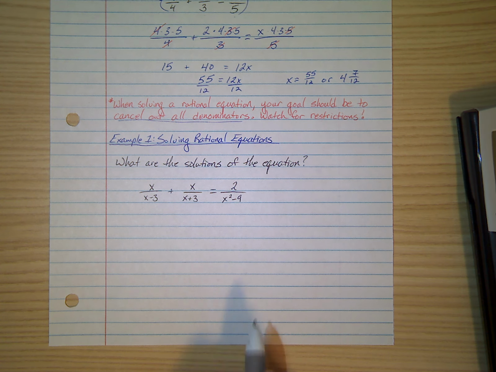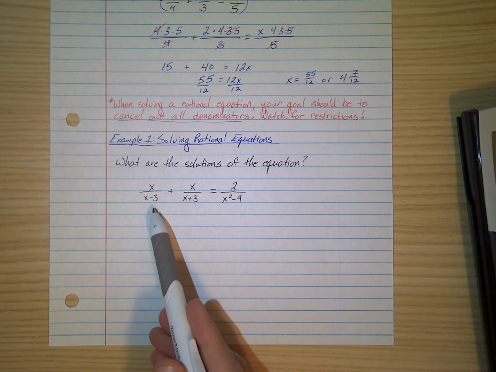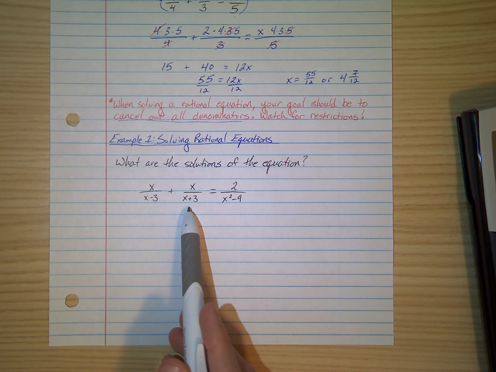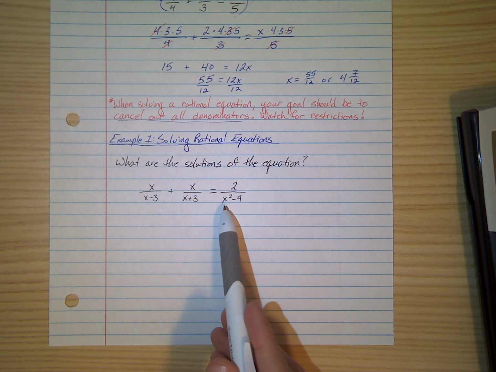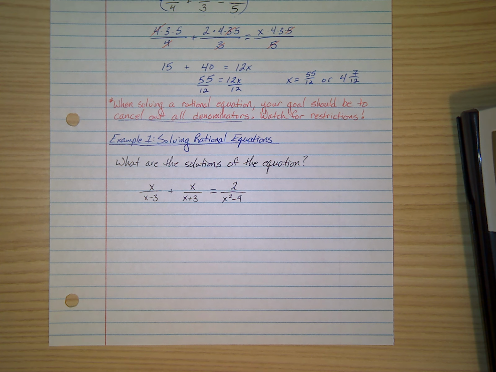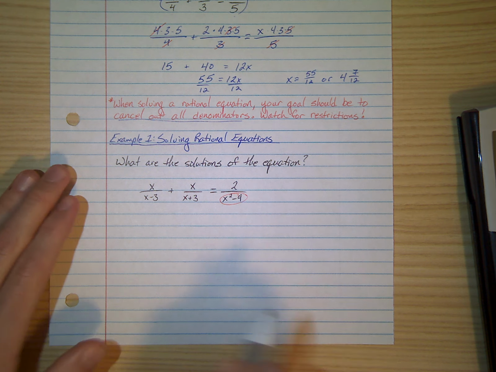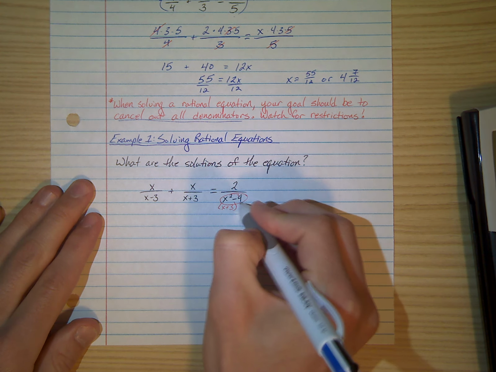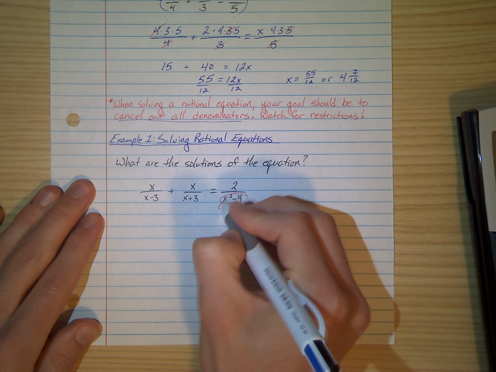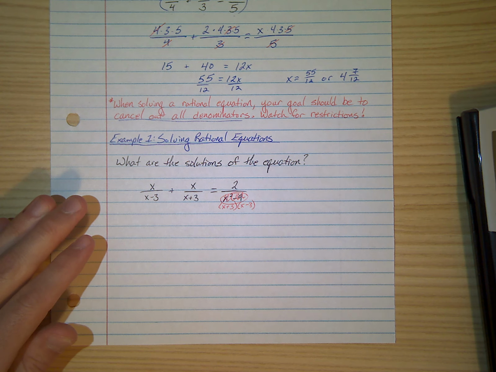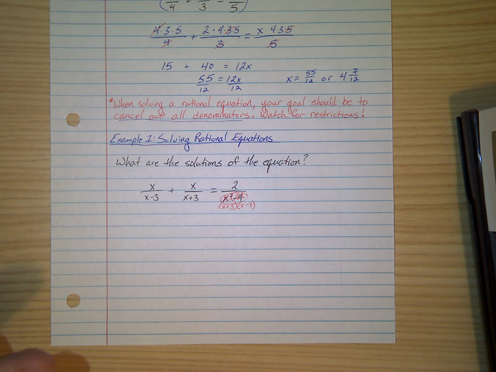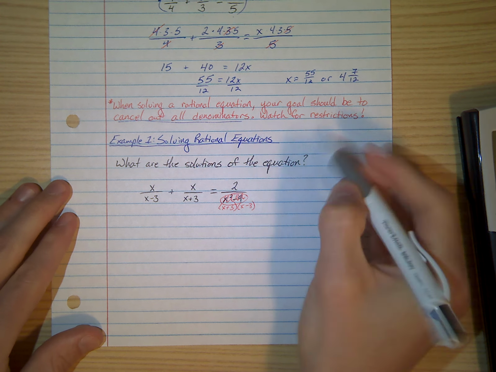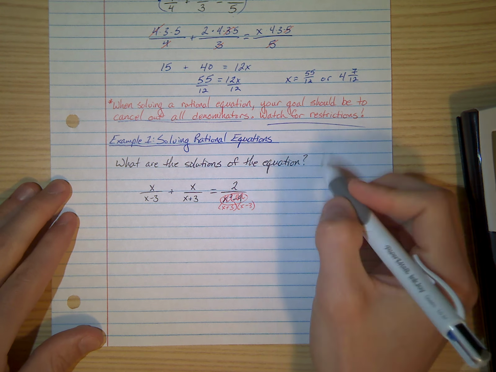This is a more complicated one. x over x minus 3 plus x over x plus 3 equals 2 over x squared minus 9. Now, before you even do anything, simplify that. x squared minus 9, we should all know that's x plus 3 and x minus 3. That's a difference of perfect squares. So I'm just going to rewrite that. And then also, before we do anything else, I mentioned up there, watch for restrictions.